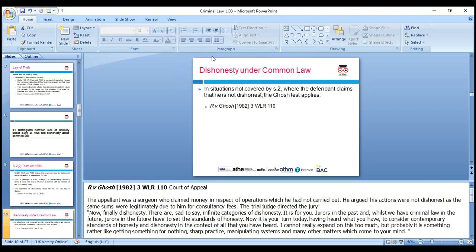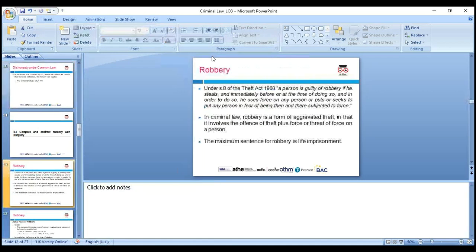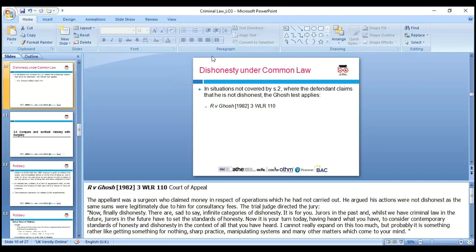Any questions? Dishonesty under the common law. In a situation not covered under section 2, where the defendant claimed that he was not dishonest, we need to apply some test. Again there are a good few case laws, so please go through these. Any questions there?